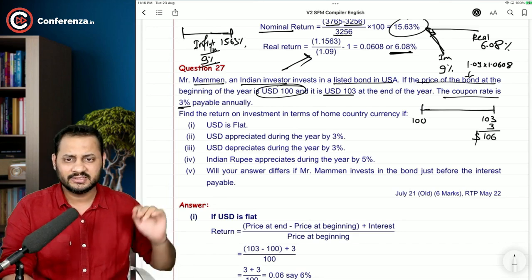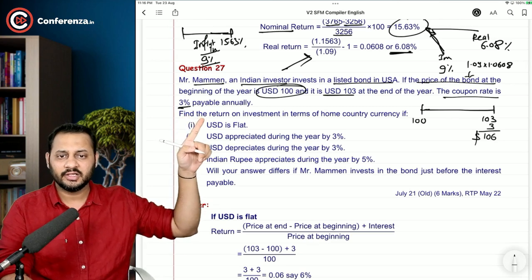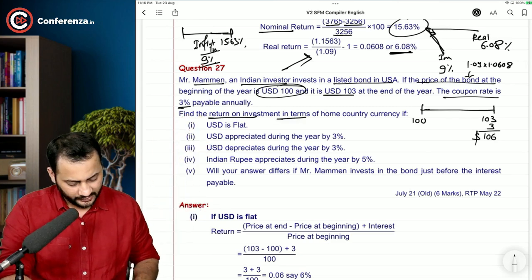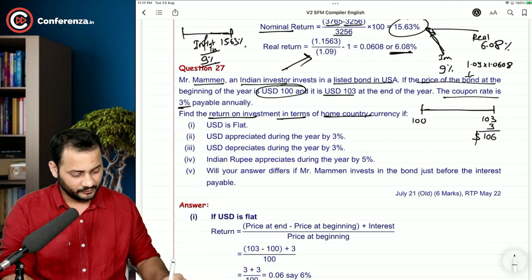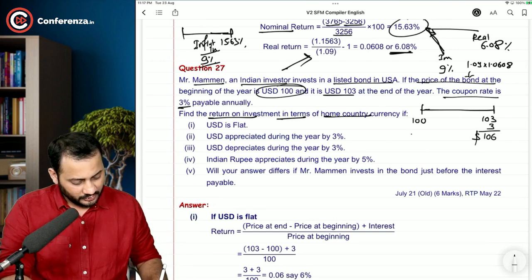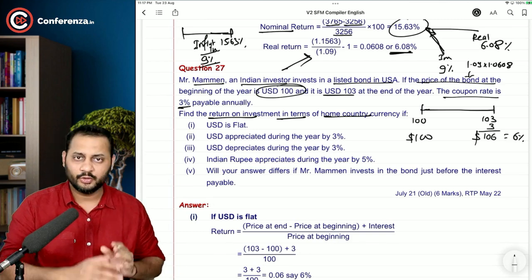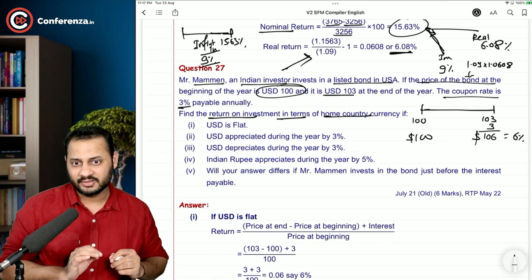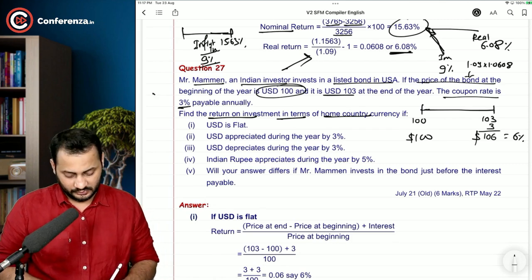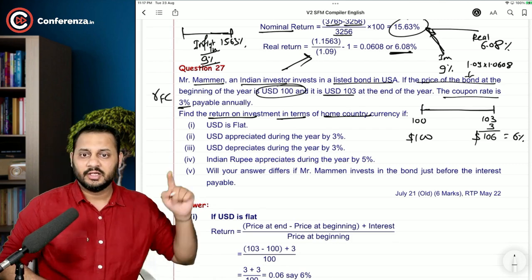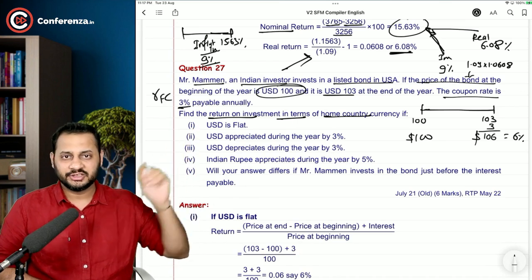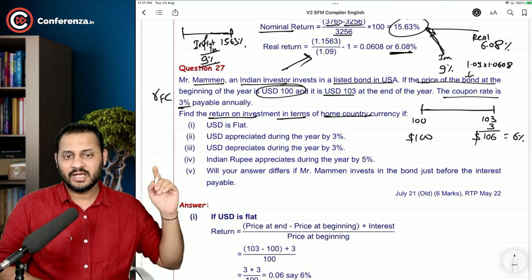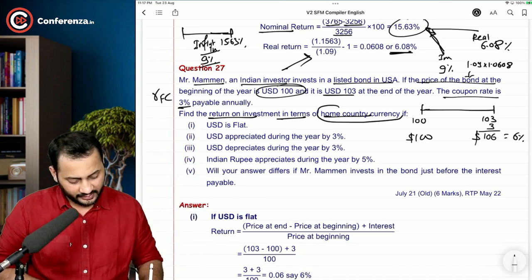You can clearly see the return on the investment in terms of home country currency. So first of all, return in terms of foreign country currency is 6%. Do you agree with this? The return is 6% in foreign country currency. Now, if the USD does not change in the entire year, we have to calculate it in the home country currency, right?